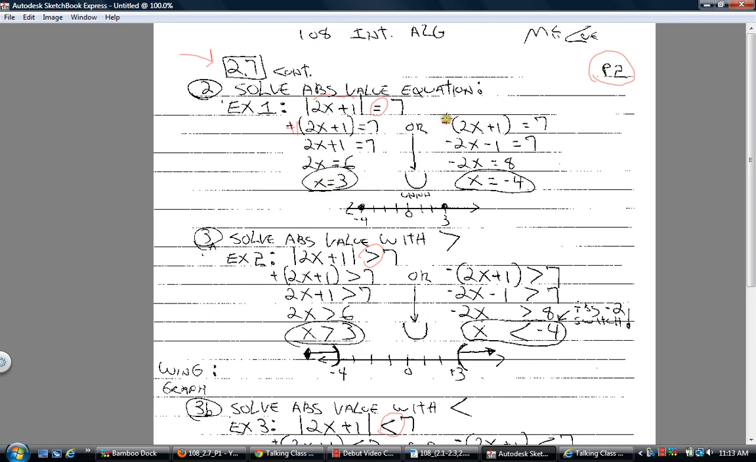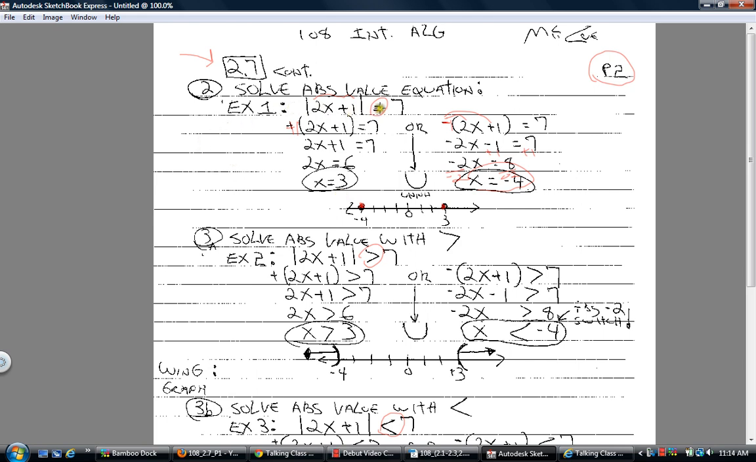The big thing you got to remember is the second case, which I call the negative case. You got to distribute a negative 1 across the parentheses. Negative 2x minus 1 equals 7. Add 1 to both sides, divide by a negative 2, and you get x equals negative 4. Find your two values, x equals 3 and x equals negative 4, and if you put both of those values back into the original problem, you will find they equal 7. Okay, so that's the first case.